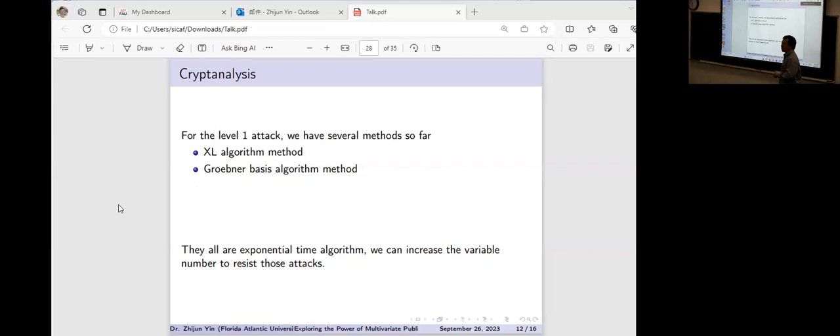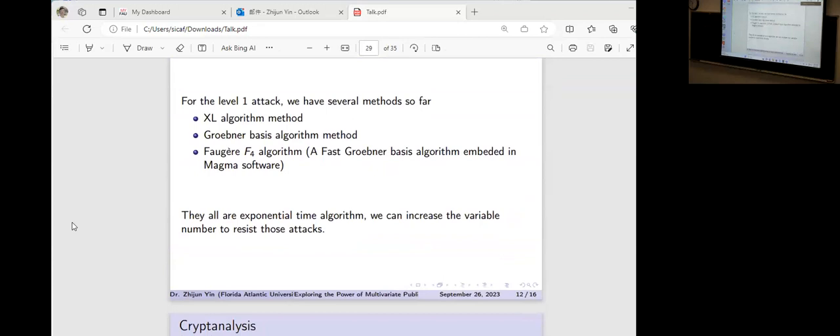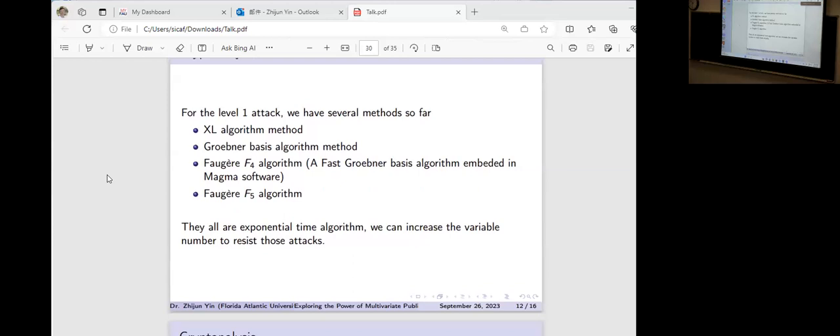And of course, from the original Grobner basis algorithm, we have developed some fast Grobner basis algorithms. There are two algorithms, one is F4, one is F5. This one we use very often, which is a fast Grobner basis algorithm that can be used to attack the system. And it's embedded in Magma software. Magma is abstract algebra software developed at Sydney University in Australia, I think. So it's a very powerful tool. There is also the F5 algorithm, but for some systems in our cryptanalysis, it turns out sometimes F4 is faster than F5.